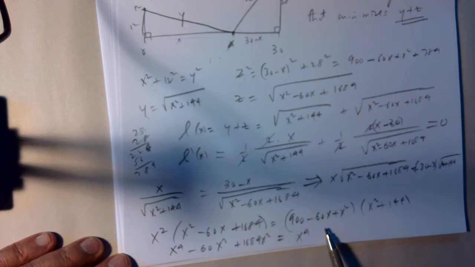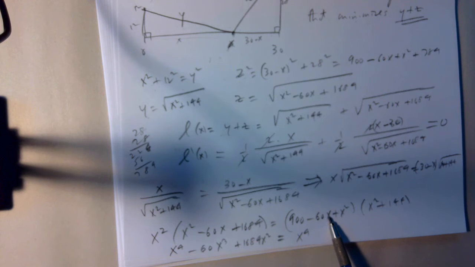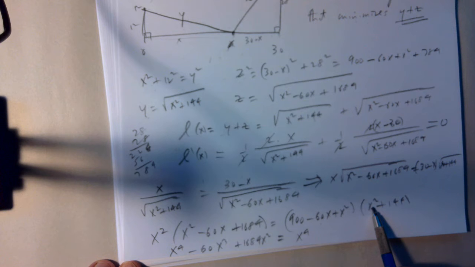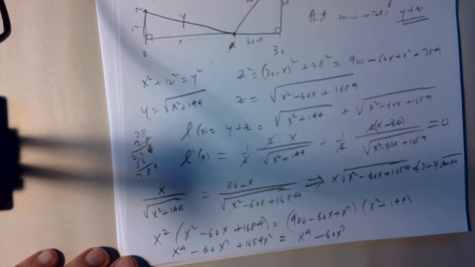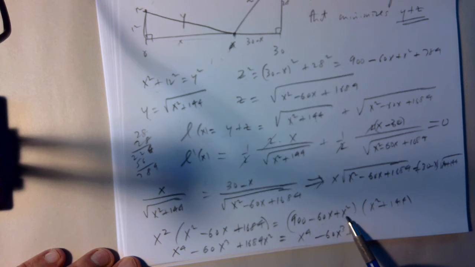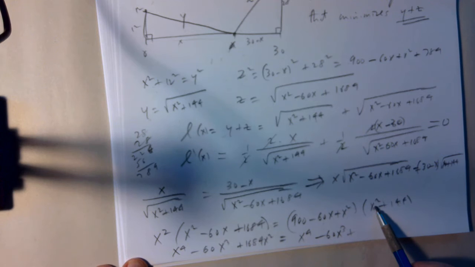I get 60x times x squared. That's minus 60x cubed. That's the x cubed term. What is the x squared term? I get 144x squared plus 900x squared. 144 plus 900 is, is that right?